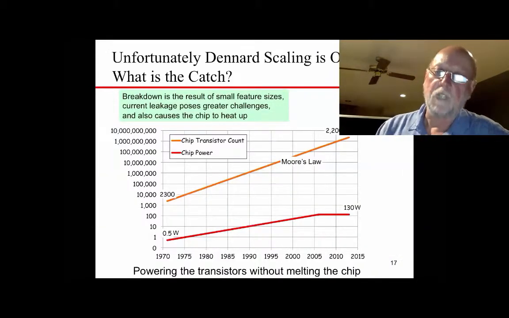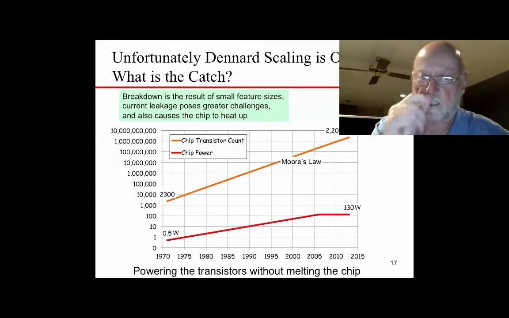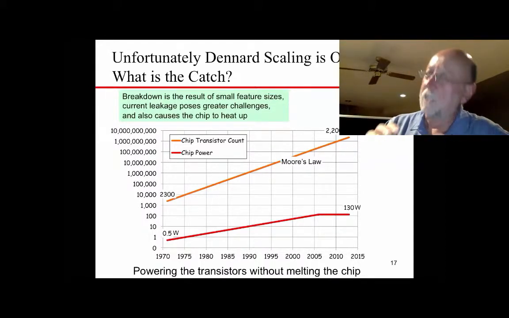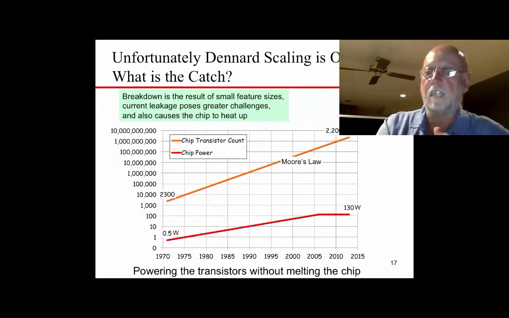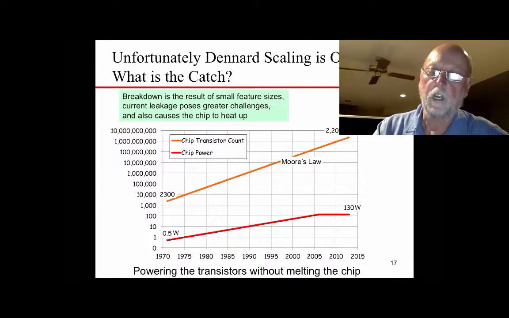However, unfortunately, Dennard scaling is over. The breakdown of Dennard scaling has resulted because of the small feature size. There's this increased current leakage that's occurred, and that current leakage leads to heating up the chip. So the chip gets too hot, and you can't run a chip given those characteristics. So today we had to cap the cycle time of our chips basically at roughly 3 gigahertz, and that caps the power consumption of the processors roughly at 130 watts.